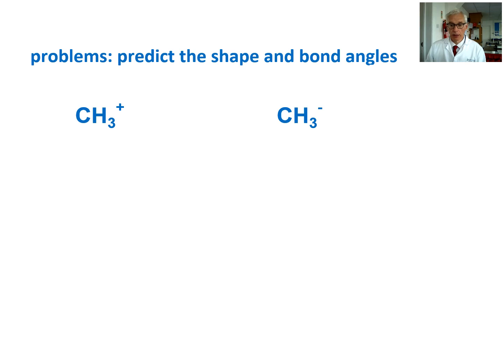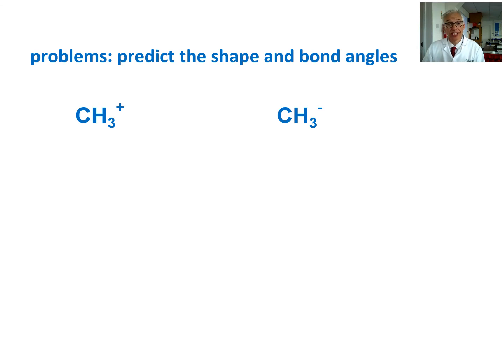So a couple of problems to finish with. Predict the shape and bond angles for these 2 ions, CH3 plus and CH3 minus. If you want to try the CH3 plus first, and then we can move on to CH3 minus. So pause the video and continue when you're ready.